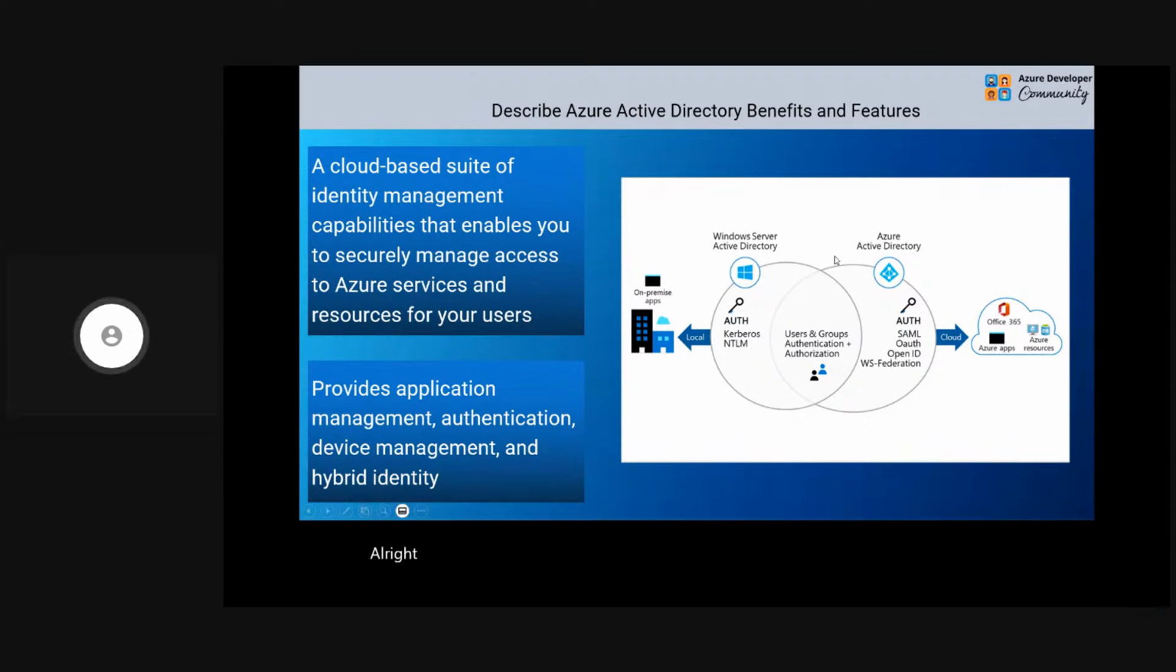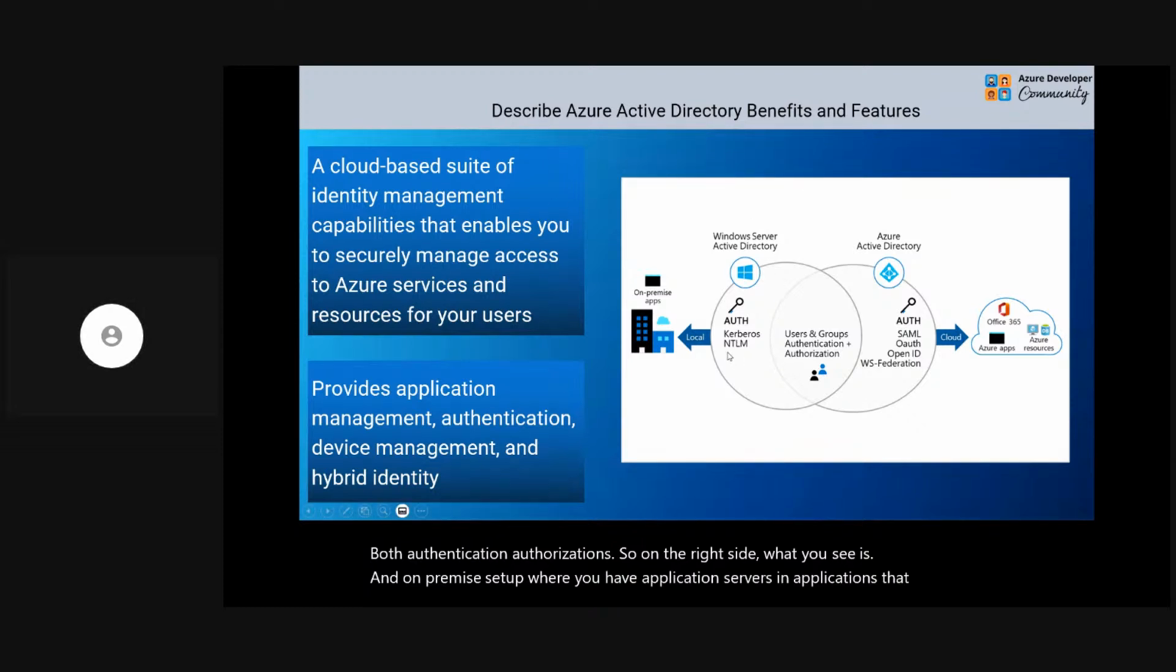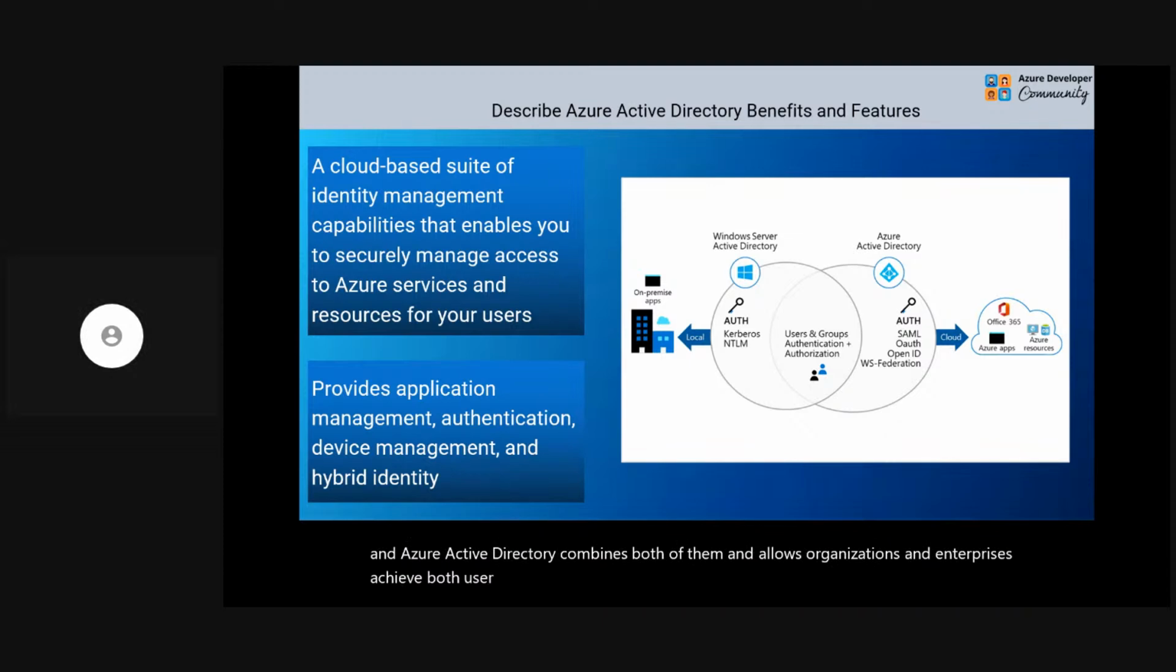Right, so Azure AD provides both authentication and authorization. On the right side, what you see is an on-premise setup where you have application servers, applications that might use the legacy authentication protocols such as Kerberos and NTLM. On the Azure side, you have cloud native apps, Azure web apps, or Azure resources, which might use the open standards or modern authentication that includes SAML, OAuth, OpenID, and AWS Federation. And Azure Active Directory combines both of them and allows organizations and enterprises to achieve both user authentication and authorization.